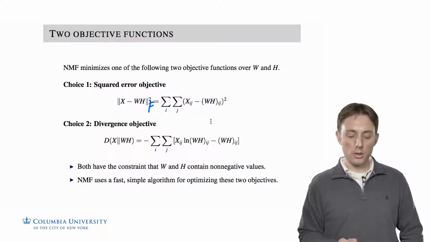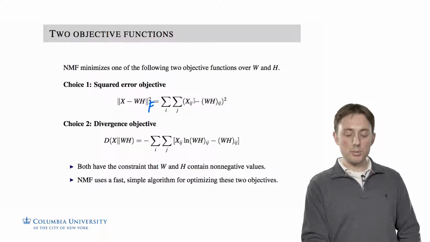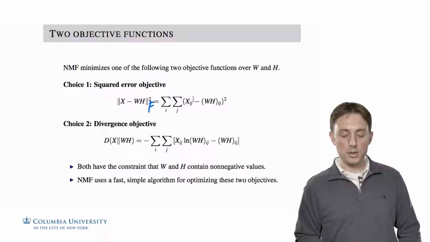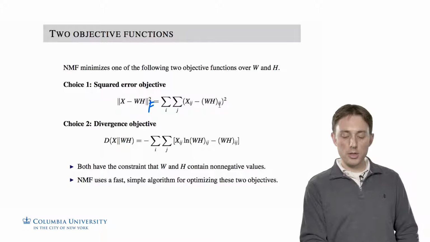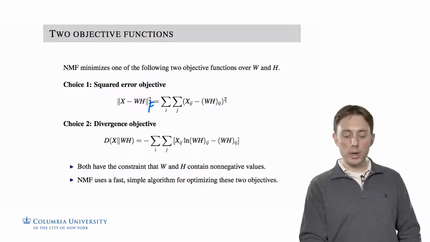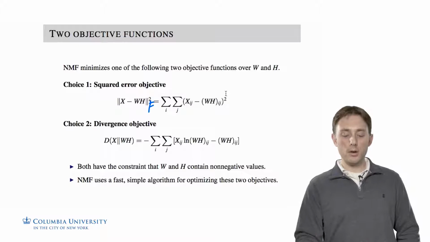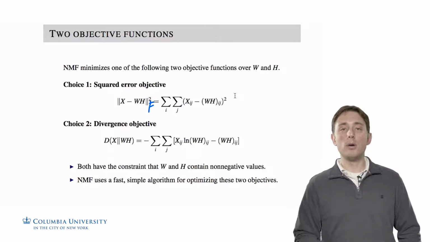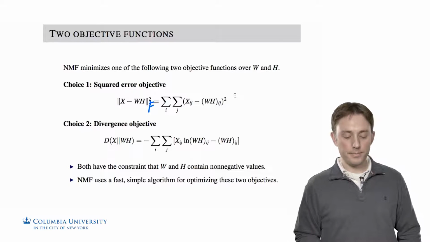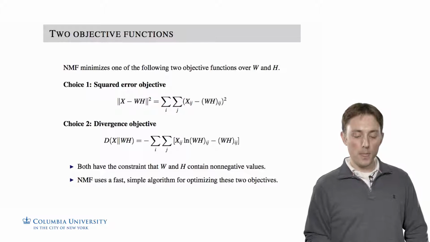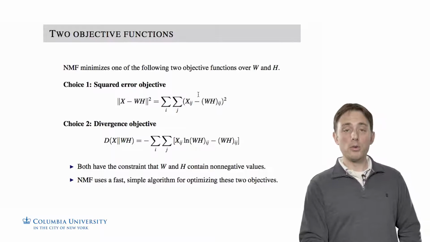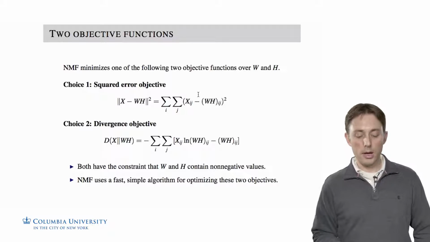That's written more explicitly, but less compactly, this way, where we take the ijth element, subtract our approximation of the ijth element, square it, that's the squared error of our approximation, and then sum up all of the data. So this is one objective that we're going to try to minimize using the NMF algorithm. This will be one algorithm of the two NMF algorithms.